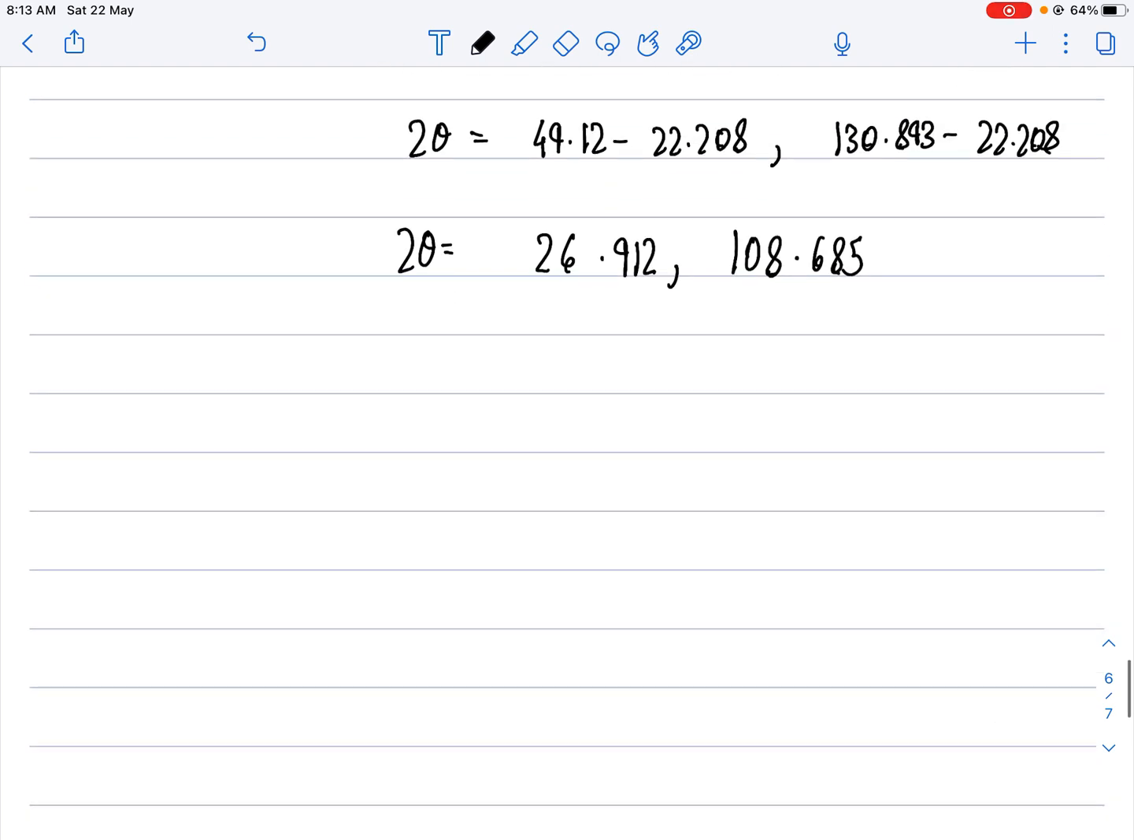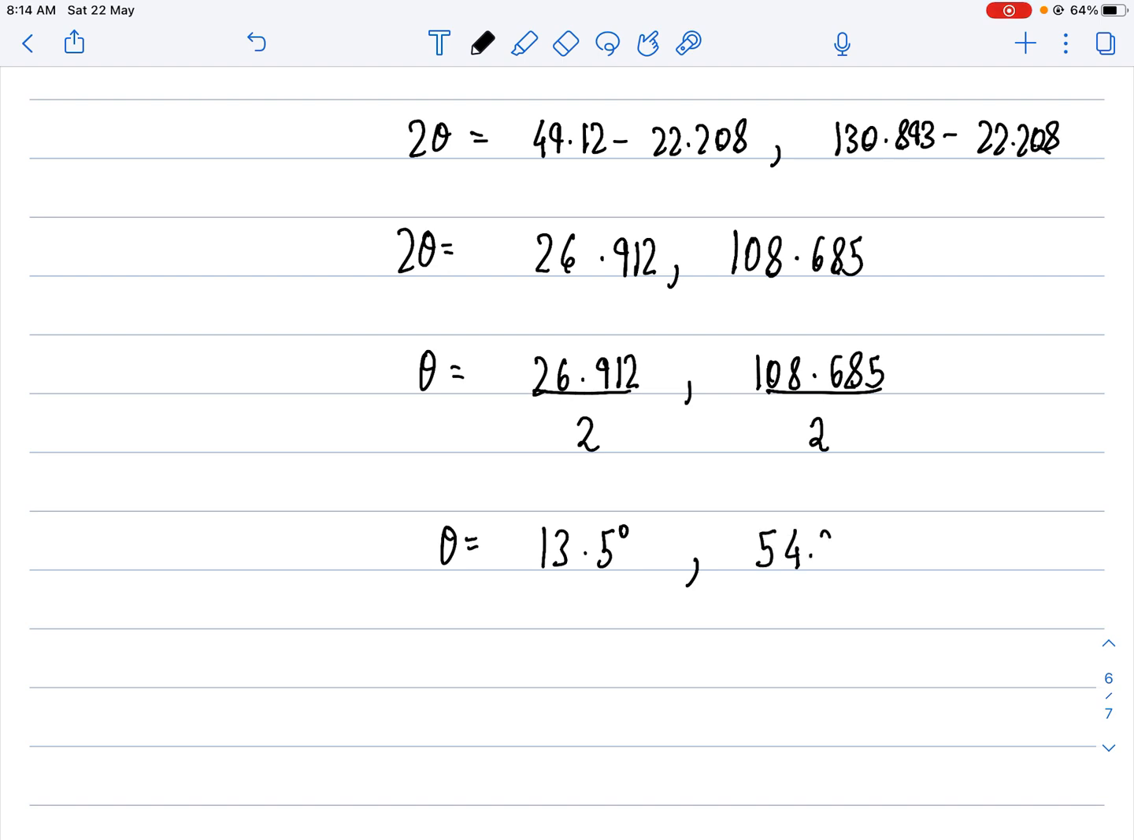108.685. Now I can write theta equals 26.912 over 2, comma, 108.685 over 2. So theta is 26.912 over 2, which is simply 13.5 degrees, comma, 108.685 over 2, which gives me 54.3 degrees to 1 decimal place. And this is the final answer of part 2.